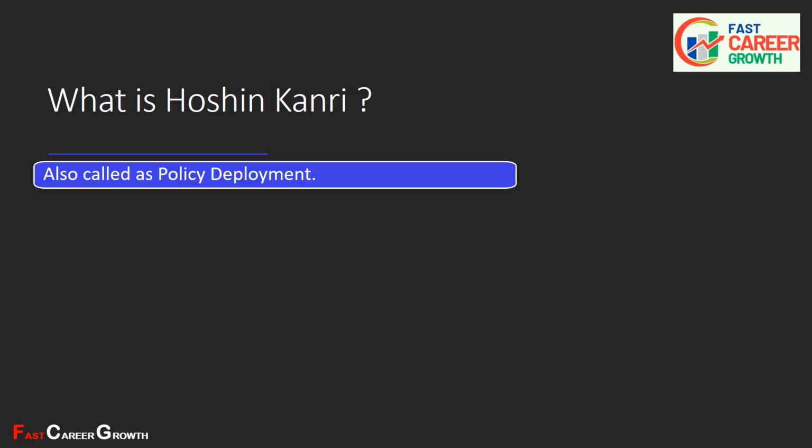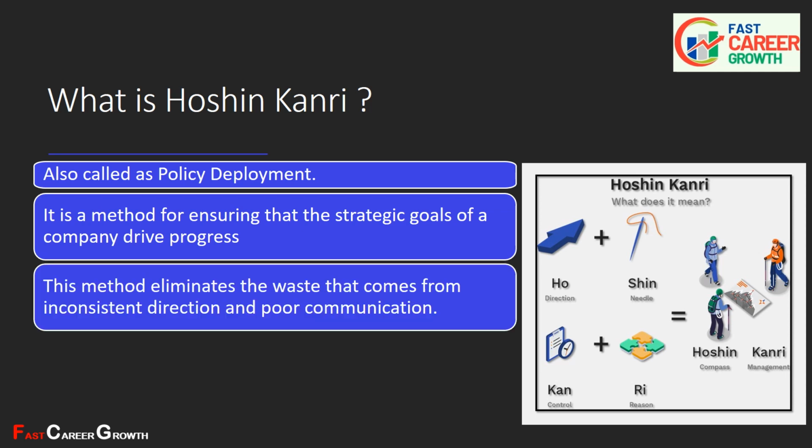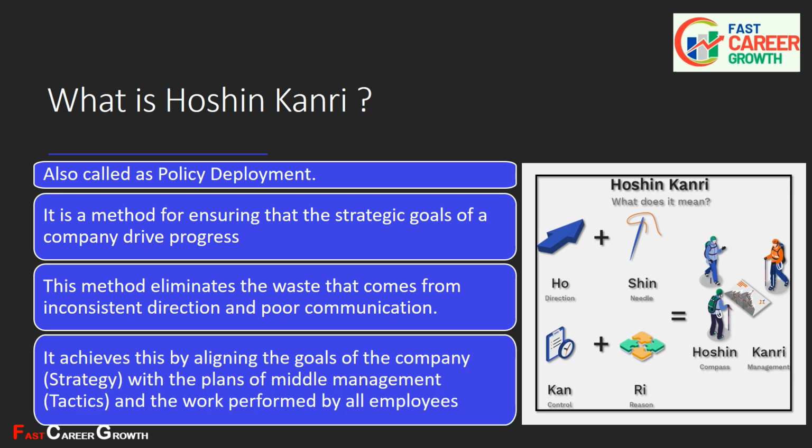Hoshin Kanri, also called policy deployment, is a method for ensuring that the strategic goals of a company drive progress and action at every level within that company. This eliminates the waste that comes from inconsistent direction and poor communication. Hoshin Kanri strives to get every employee pulling in the same direction at the same time.